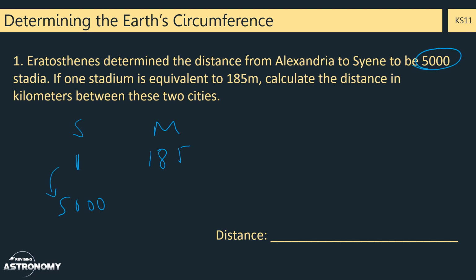So what do we need to do to get from 1 to 5,000? Well, we obviously multiply by 5,000. So if we do that, 185 multiplied by 5,000 gives us 925,000 meters. Remembering that the answer wants us to be in kilometers, we simply divide by 1,000 to get kilometers. So 925,000 meters is equivalent to 925 kilometers.